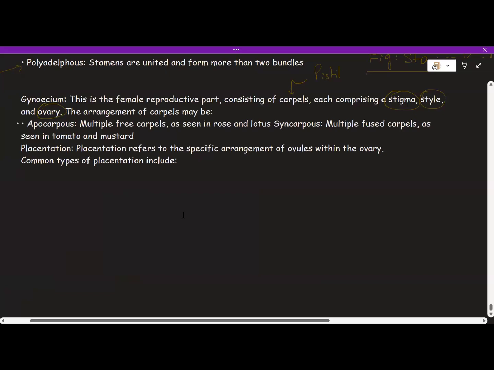Now talking about the pistil. Like I told you, the pistil is made up of three different parts. Stigma, style, and ovary are the three parts of the pistil. Now, when we talk about the pistil, you know that since it is the female reproductive part, 100% it will be responsible for the production of gametes, isn't it? Do you people have any doubts in that point? That it is responsible for the production of gametes? Yes or no?